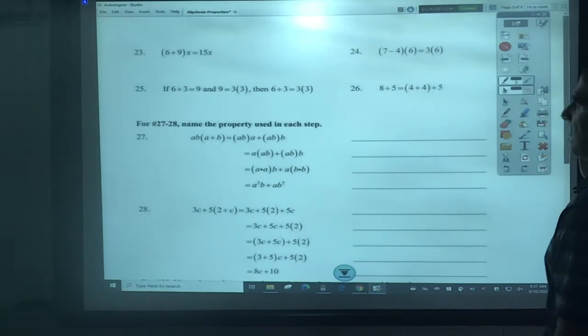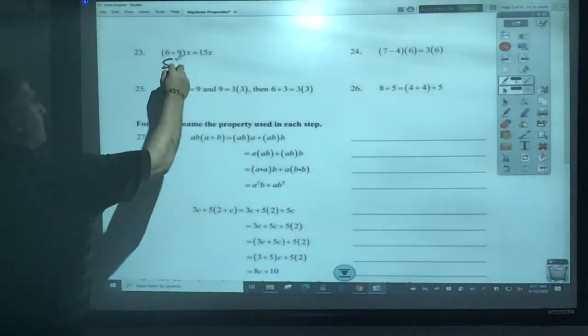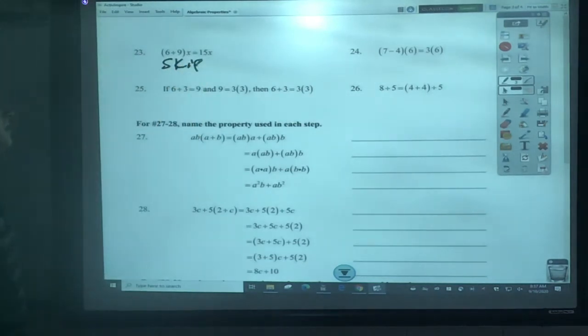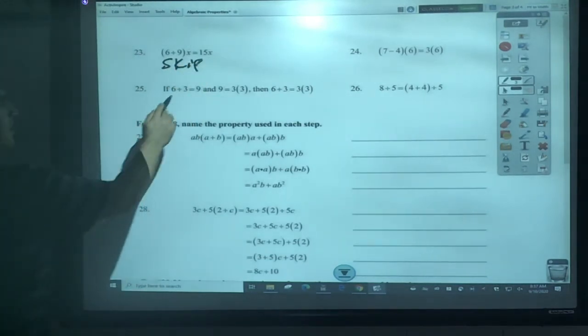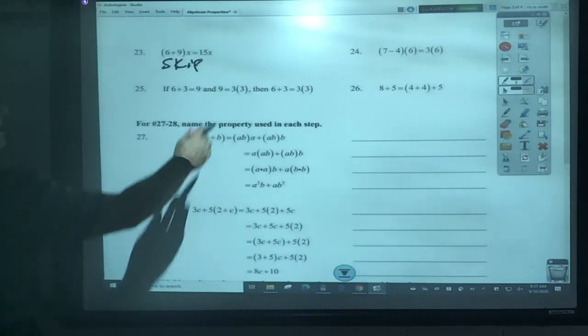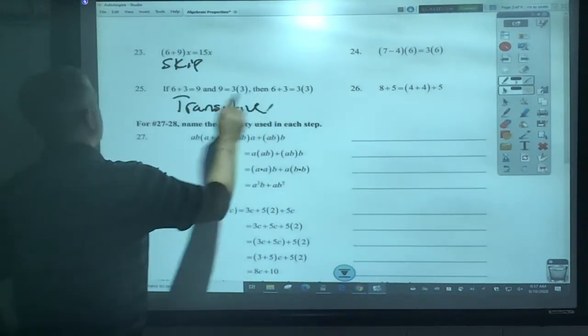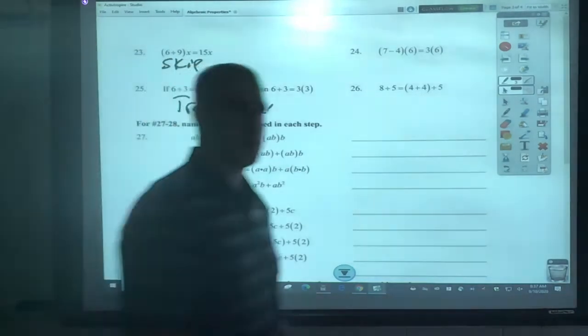We're just going to do these last two. Go ahead and do these last two. You can actually skip this one. What's going on here? If 6 plus 3 is 9 and 9 equals 3 plus 3, then that's going to be the transitive property. So that's good for the property stuff.